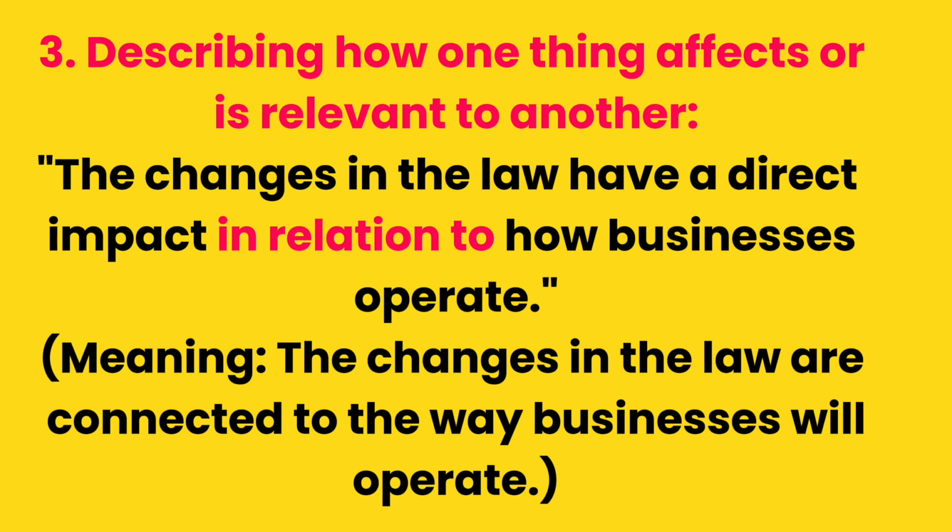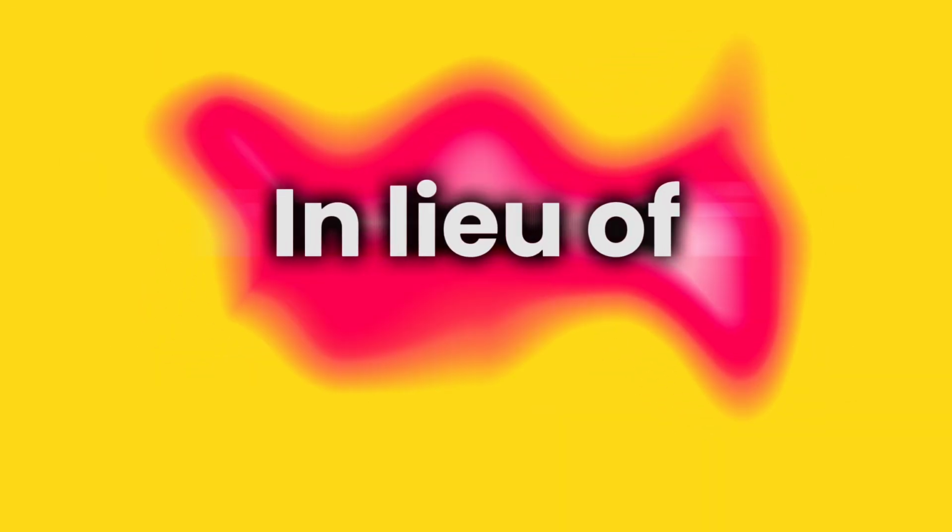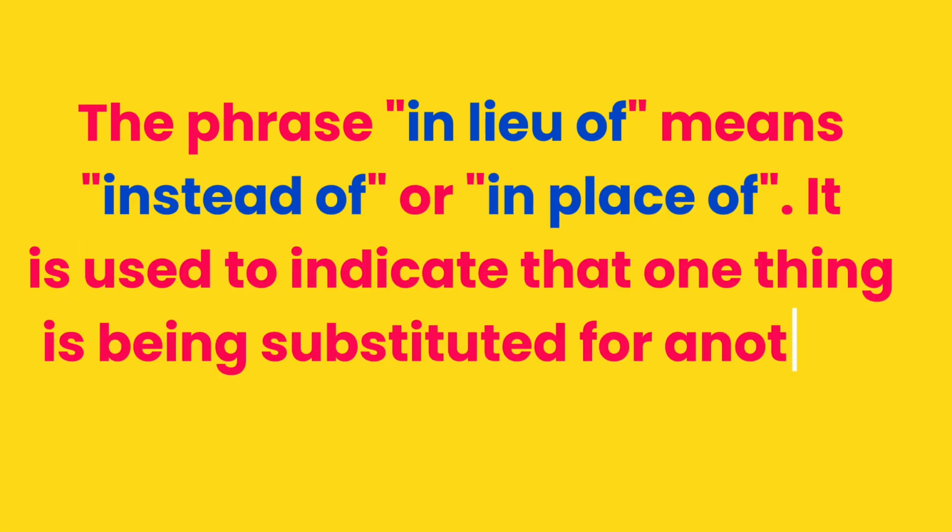Key point. In relation to is used to express a connection, comparison, or relevance between two things, highlighting how they are associated or how one is affected by the other. In lieu of. The phrase "in lieu of" means instead of or in place of. It is used to indicate that one thing is being substituted for another.